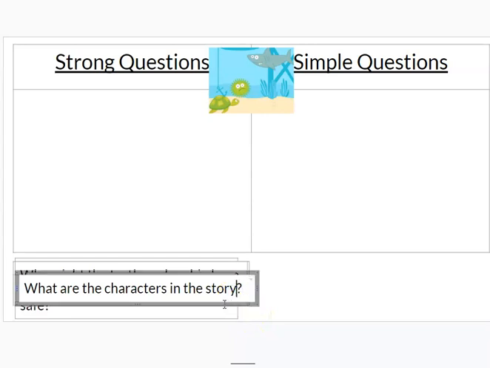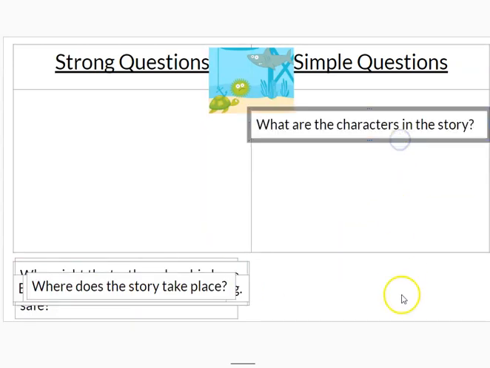Question number 1. What are the characters in the story? Is that a strong question or a simple question? Pause the video. What are the characters in the story is a simple question. I could easily read through the story and find out what the characters are.